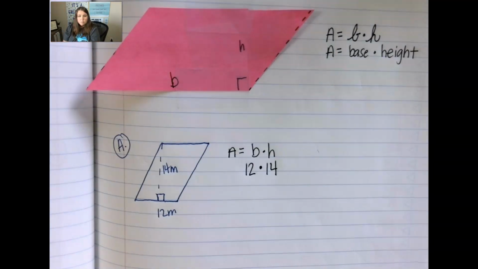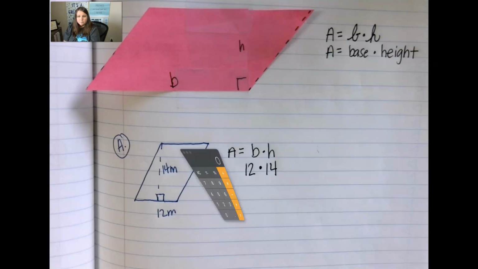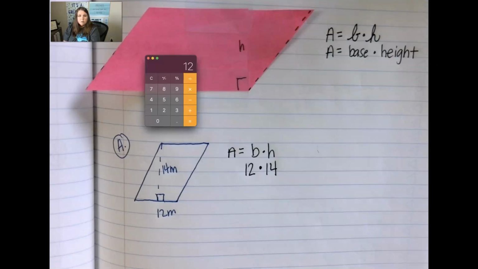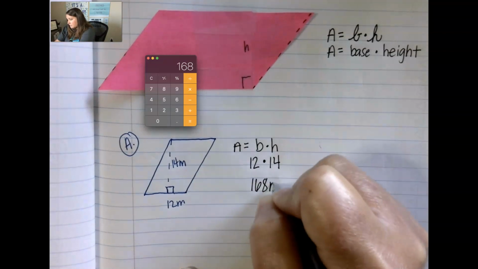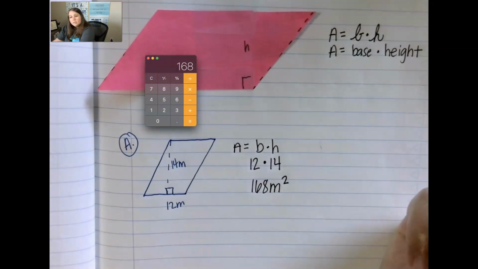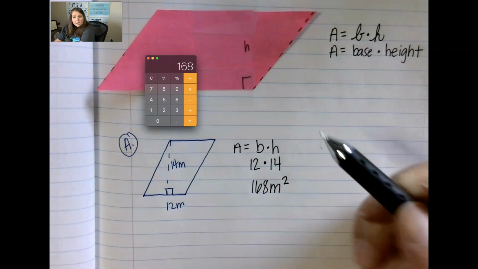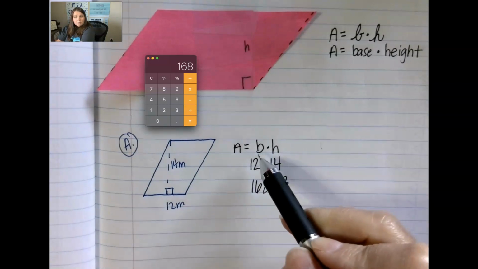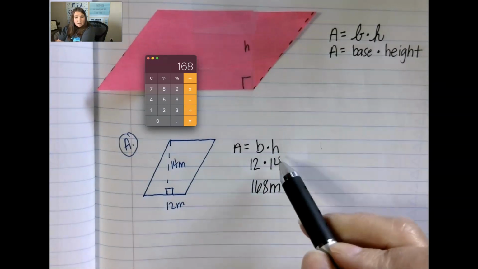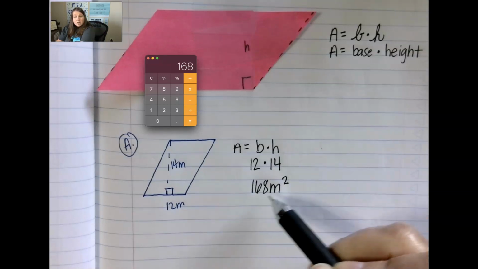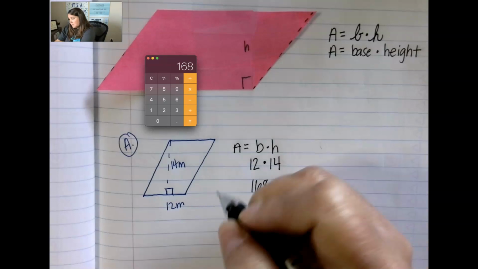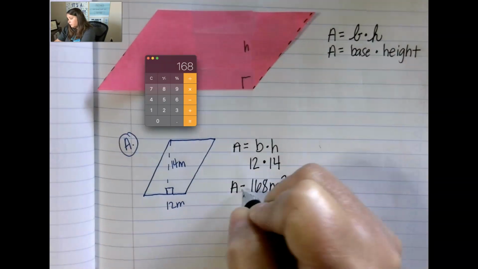I'm just going to open my calculator here, and we will do 12 times 14. 12 times 14 gives us 168 meters, and it's area, so we're going to square it. Area means two things being multiplied together, like the base times the height, the length times the width. You're multiplying two things, so we have 168 meters squared.